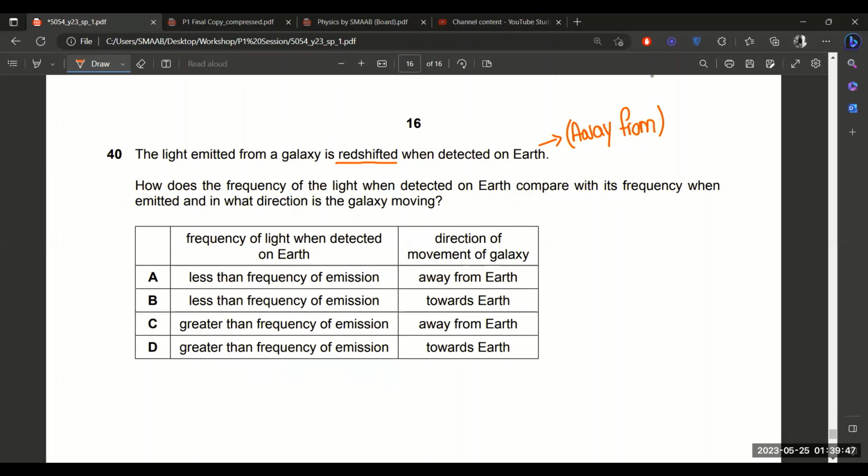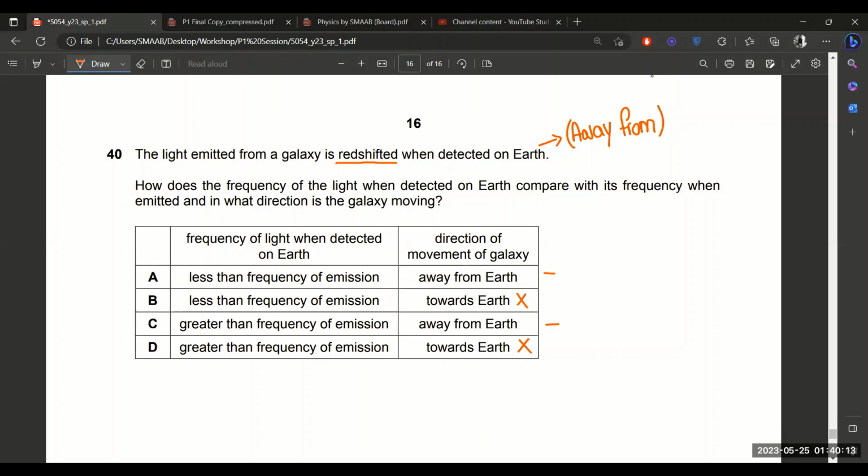How does the frequency of the light when detected on Earth compare with its frequency when emitted, and what is the direction the galaxy is moving? So we already finalized the direction, that is away. So we have two choices, either A or C. B and D are not possible because when we are moving towards Earth, that is blue shifted. We are moving away, so that is red shifted. And now we just need to find out the frequency.